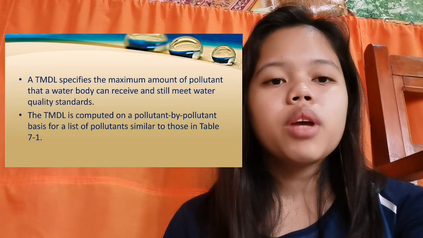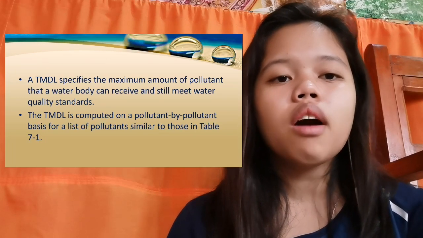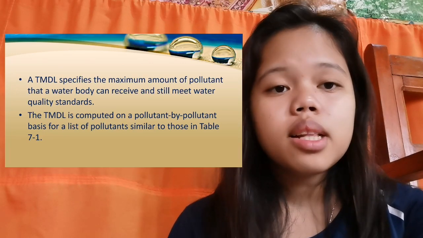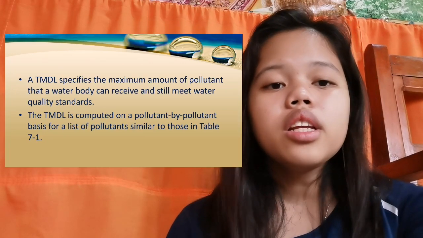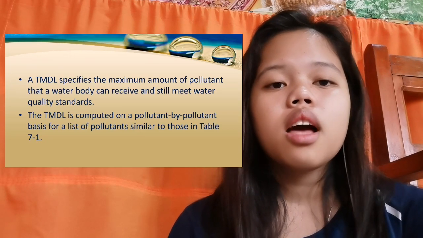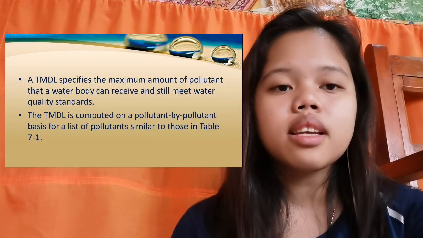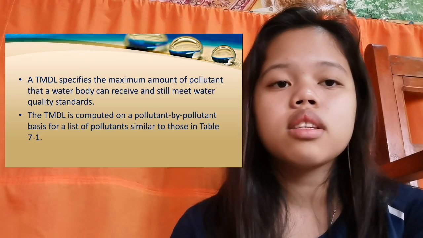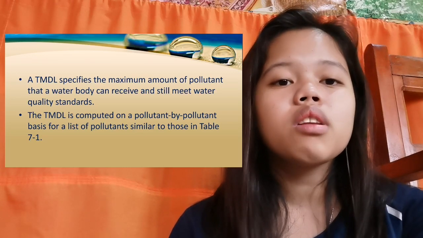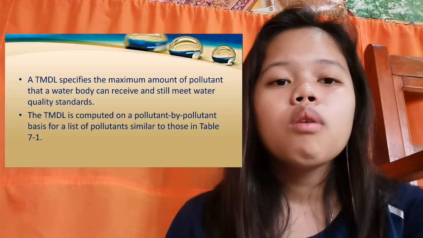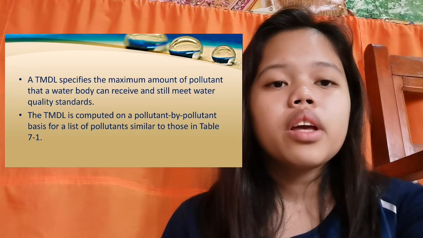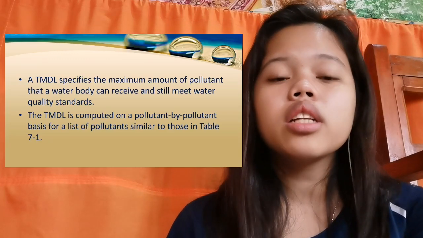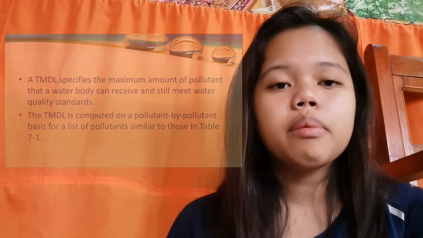A total maximum daily load specifies the maximum amount of pollutant that a water body can receive and still meet water quality standards. In addition, the total maximum daily load allocates pollutant loadings, that is, the mass of pollutant that may be contributed among point and non-point sources. The total maximum daily load is computed on a pollutant by pollutant basis for a list of pollutants. Additional categories include acids or bases measured as pH, pesticides, and mercury.